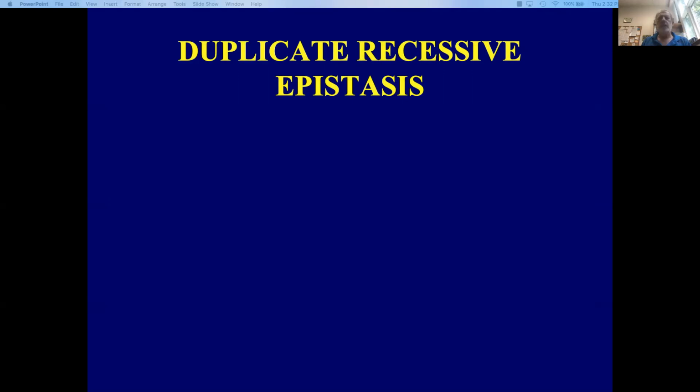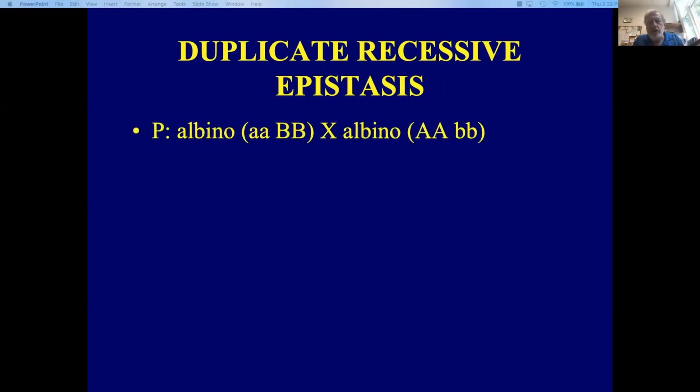A third type of epistasis is known as duplicate recessive epistasis. And here we're going to take 2 albino strains of snails with different genotypes. One strain is little a, big B. The other strain is big A, little b. And we'll see that the F1s are all pigmented, regular brown snails. And as you'd expect, the genotype is big A, little a, and big B, little b.